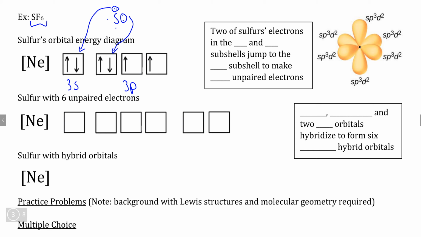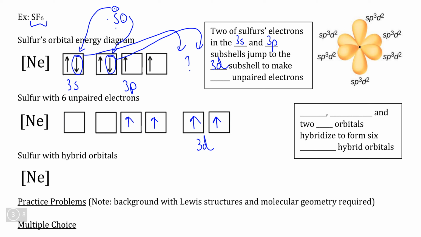Now, if we wanted to make 6 bonds, we would need 6 unpaired electrons, which means we would need to take these 2 paired electrons in sulfur's 3s subshell and in its 3p subshell and jump them up to a higher energy level. And where would they go? Well, we already know the answer from phosphorus, because at energy level 3, this is the first time we see the 3d subshell. So these 2 electrons can jump up to the 3d subshell, and if we write in all of our electrons, we now see that we have 6 unpaired electrons, allowing sulfur to make 6 bonds.